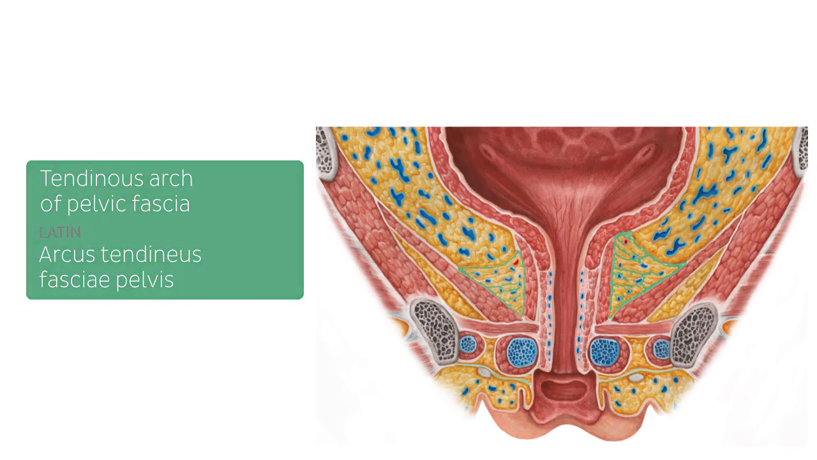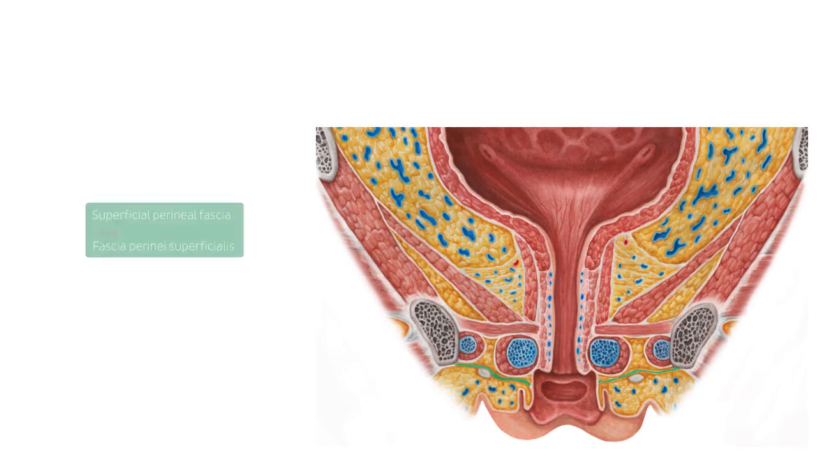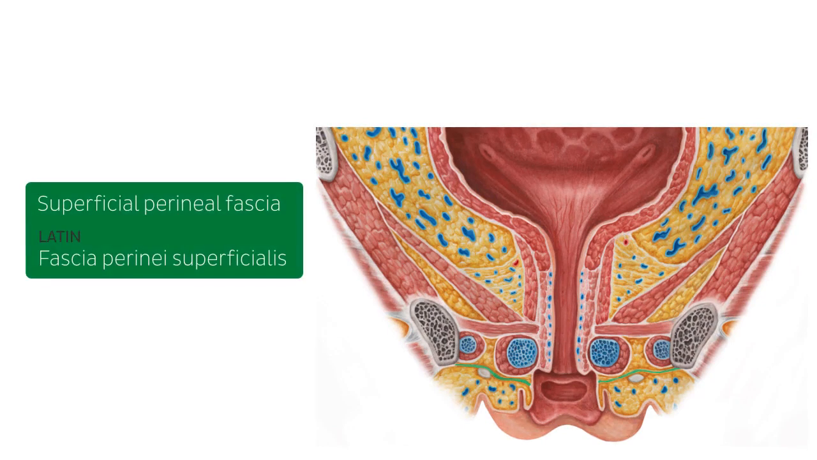Another fascia that you see here, this time known as the superficial perineal fascia. And the superficial perineal fascia is a thin aponeurosis that forms the inferior border of the superficial perineal space.